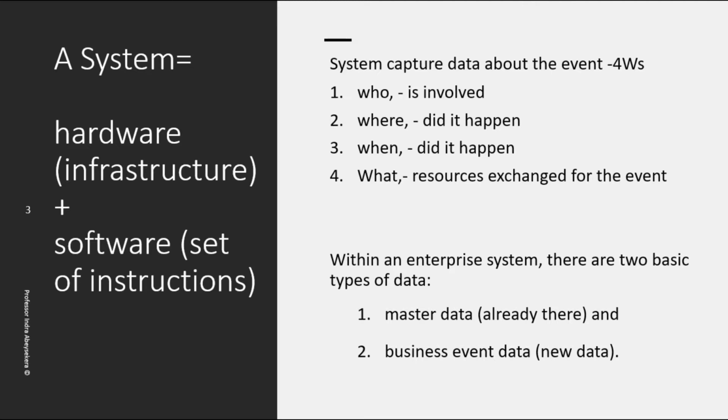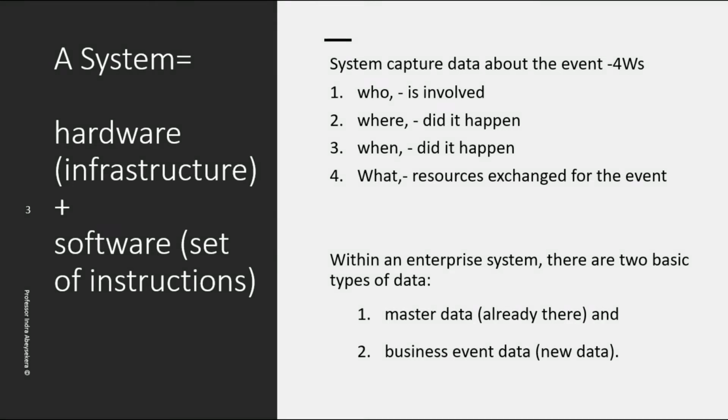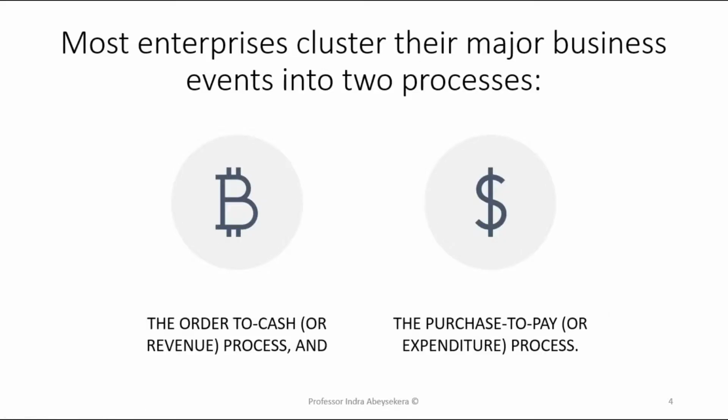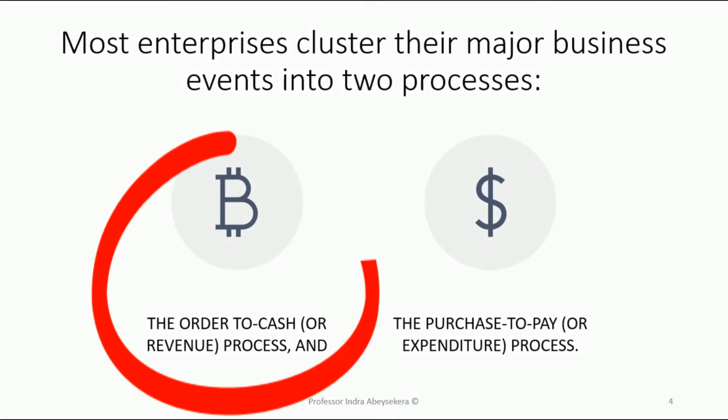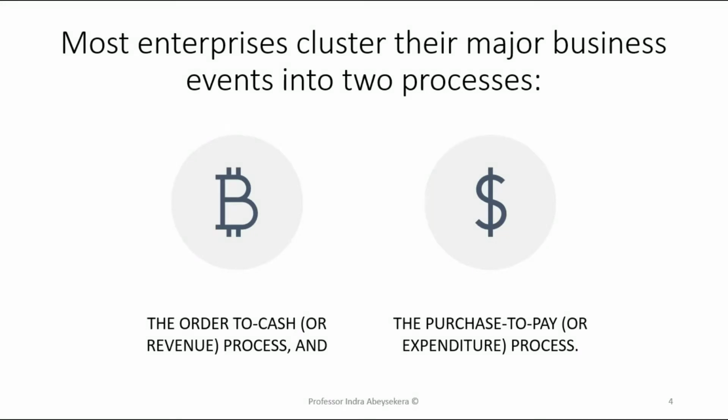Within an enterprise system, there are two basic types of data. The first are the master data. They are already there in the enterprise system. Then there are business event data or new data that are captured by the enterprise system. Most enterprises cluster their major business events into two processes. These two major processes are the order to cash process or the revenue process, and the purchase to pay process or the expenditure process.